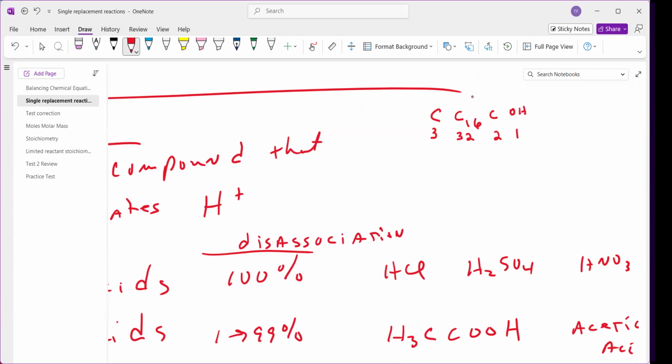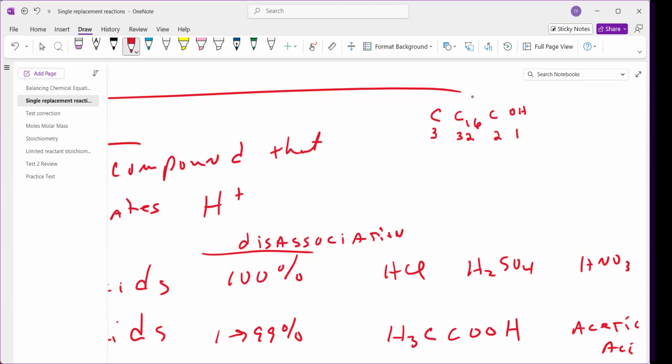So fatty acid, this happens to be stearic acid, found in pork and beef. Stearic acid has got 3 plus 32 plus 2 plus 1. So what is that? That's 38 hydrogens. Only one comes off of the 38. Only one. Yep, it's an acid then.